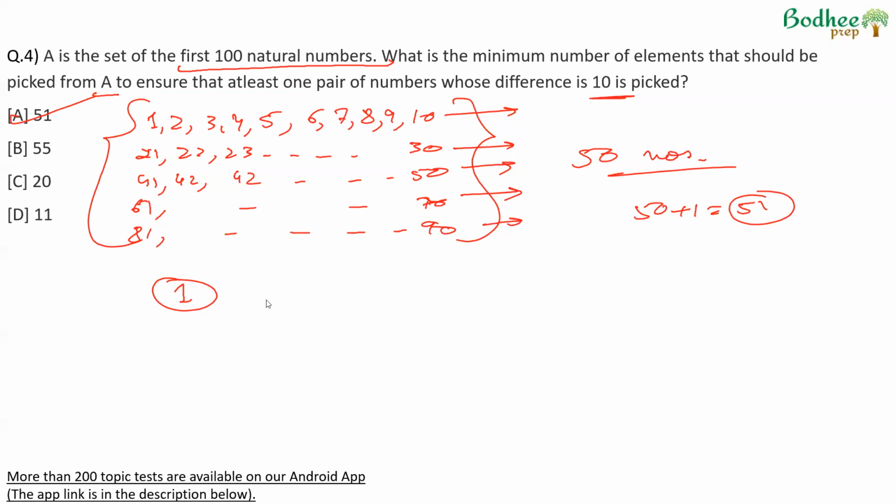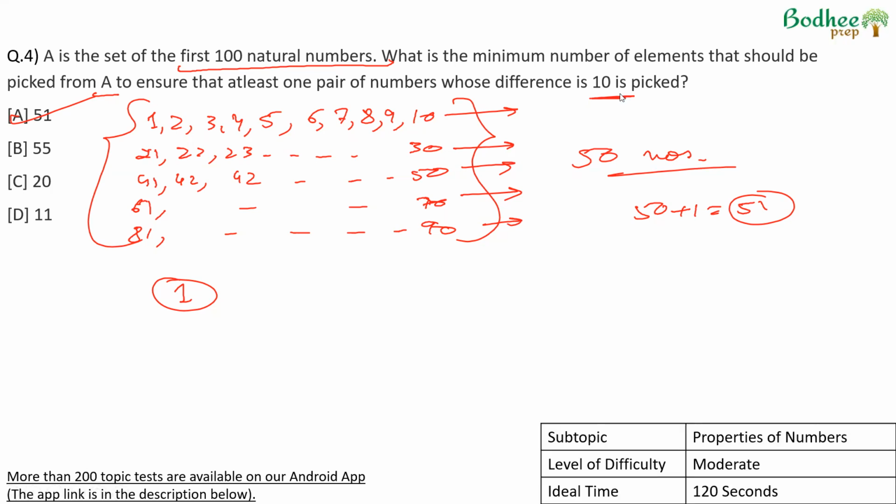This is pretty similar to the question where we have to pull out four black gloves, five white gloves. What is the minimum number so as to ensure that at least one of them is black, one of them is white, something like that. So I think a moderate level of difficulty, not more than 2 minutes to solve the question.